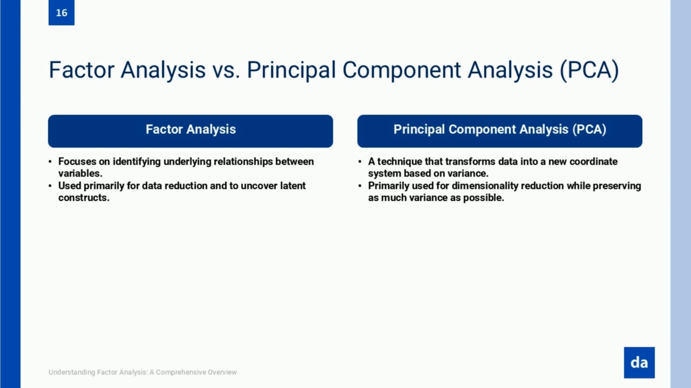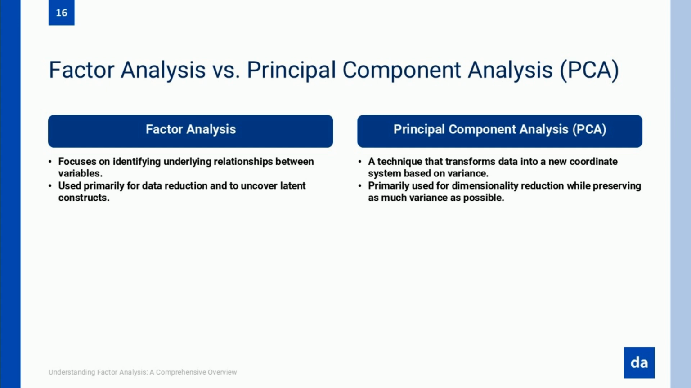PCA, on the other hand, doesn't care about hidden causes. It's purely focused on data compression. It takes all your variables and finds the most efficient way to represent them with fewer components, without worrying about whether those components have a real-world meaning. If factor analysis is about figuring out why people buy certain products, PCA is about making sure a massive customer survey can be summarized in just a few key dimensions without losing too much information.